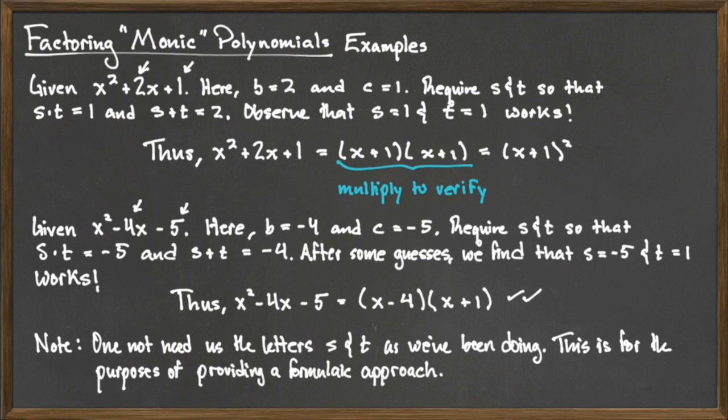Sort of like I was saying before, the values s and t aren't necessary for this process, it's merely just to provide a formulaic approach. Again, all I'm doing is checking to see if any factors of my constant term sum to the middle term, or the middle coefficient, and if they do, then I get a nice factorization rule like displayed in this slide.